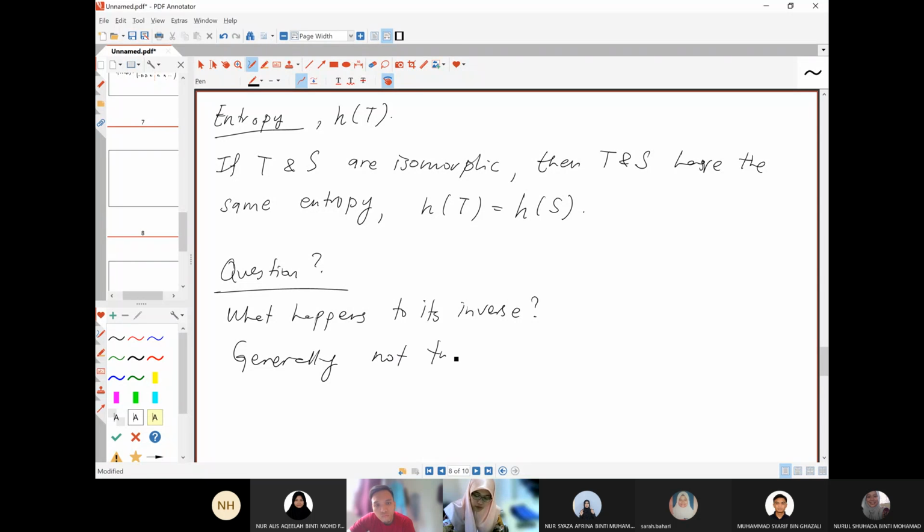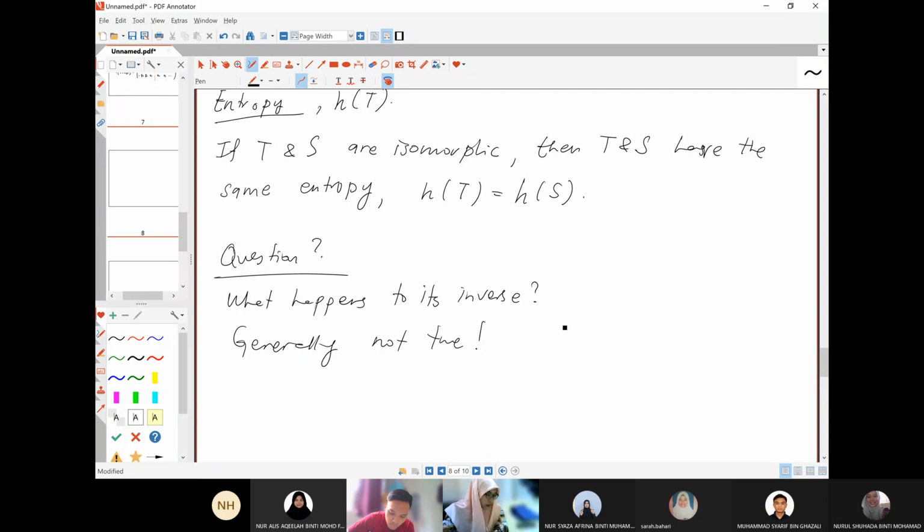Generally not true because we can find there are some of the measure preserving transformations for finite case. For any two transformations, they have the same entropy, but they are not isomorphic. Okay, there are particular cases lah for this case. So I think we finish early.